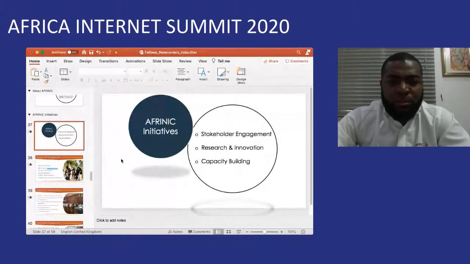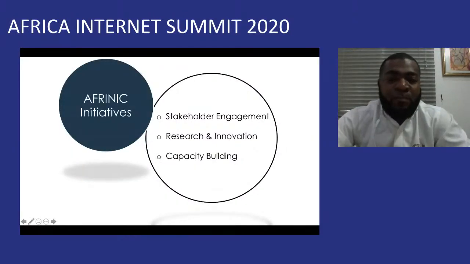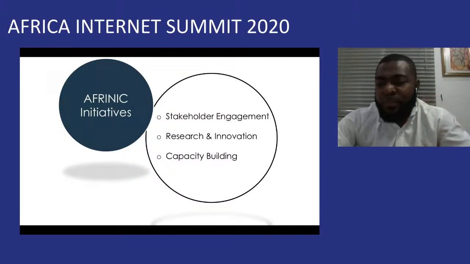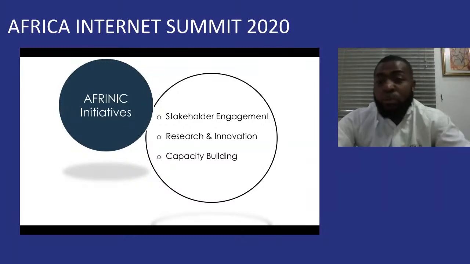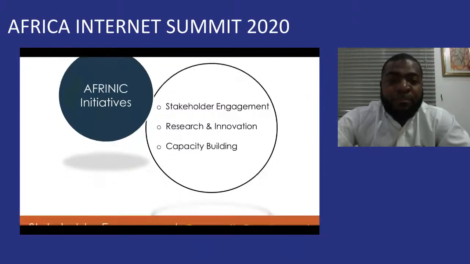Now we are going to talk about AFRINIC initiatives. That is the last part of my presentation. So AFRINIC is a regional internet registry, but even if the core business is to manage internet number resources and all the elements that surround those internet number resources, that is reverse DNS, the WHOIS database and all, we also have some services that we are giving to the community. So I'm going to focus on stakeholder engagement, initiative, research and innovation, and capacity building.